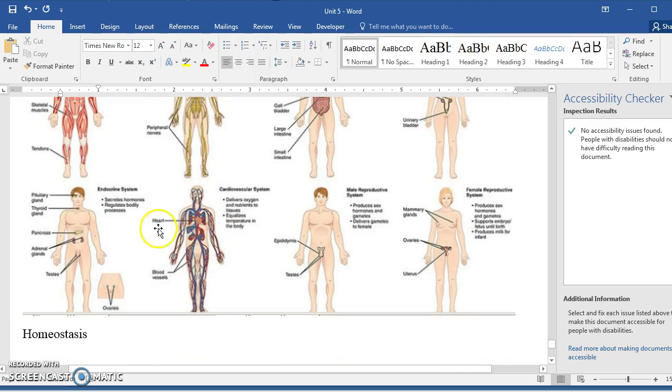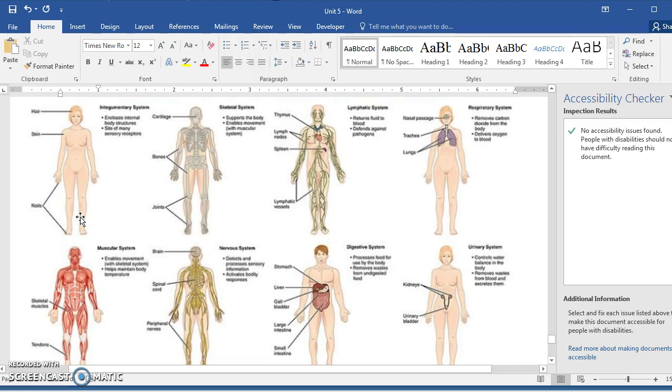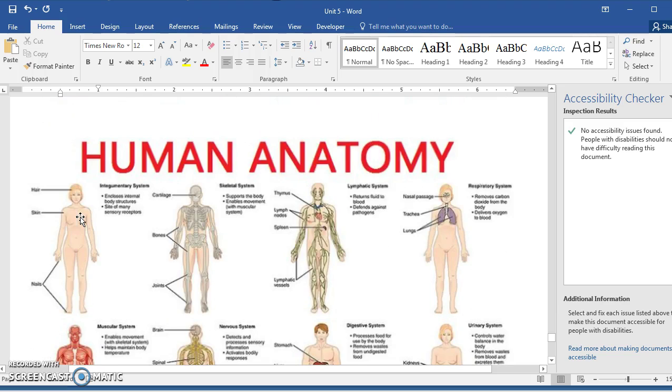The endocrine system, interestingly, the thymus is not shown here, and usually we think of that as part of the endocrine system, but it is shown in the lymphatic system. I'll just mention the thymus. That is larger in small mammals, young mammals, than it is in older mammals.